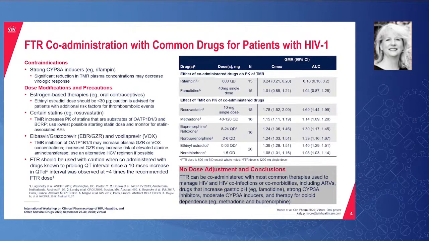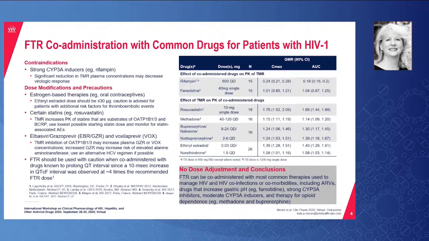Moving to common drugs used to manage HIV and HIV co-infections or comorbidities, there are a few drugs that require attention from the HCP. Staying with Temsivir as a victim, strong CYP3A inducers such as rifampin, displayed in the first row of the table to the right, resulted in a significant reduction in Temsivir plasma concentrations. Of course, this may decrease virologic response and therefore strong CYP3A inducers are contraindicated. But remember, for moderate inducers such as etravirine or rifabutin, fostemsivir can be co-administered.